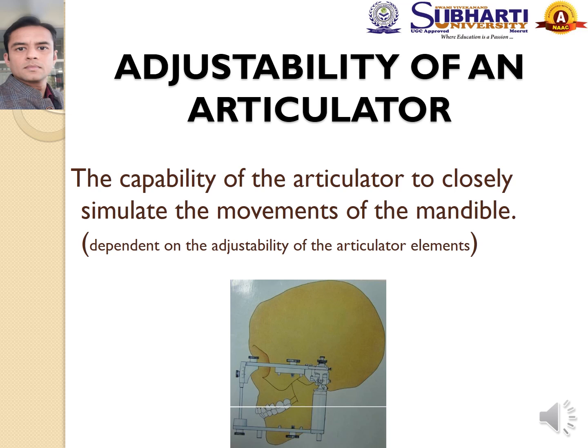Now coming over to the adjustability of an articulator. In the definition we have read that it simulates the temporomandibular joint. So the adjustability is the main criterion for the articulator. That is the capability of the articulator to closely simulate the movements of the mandible, which is the adjustability of an articulator.